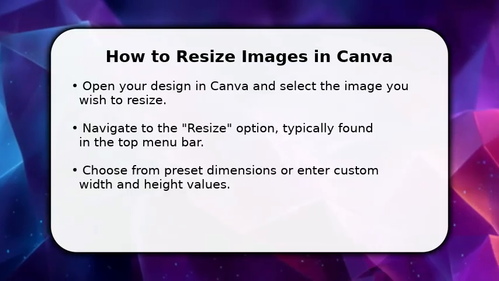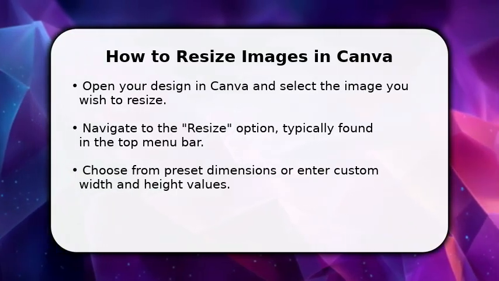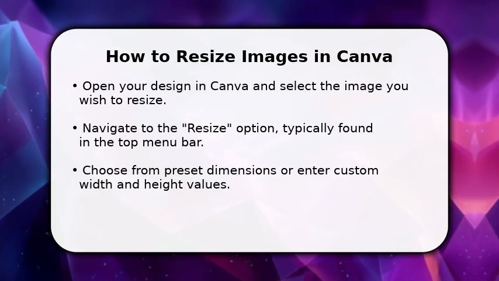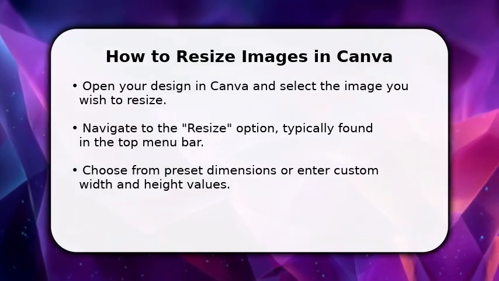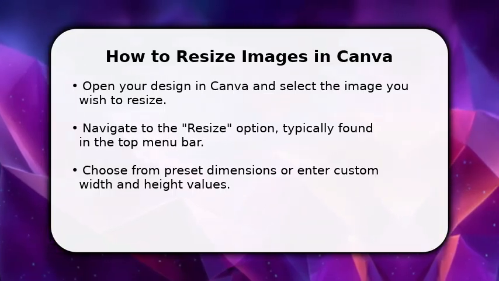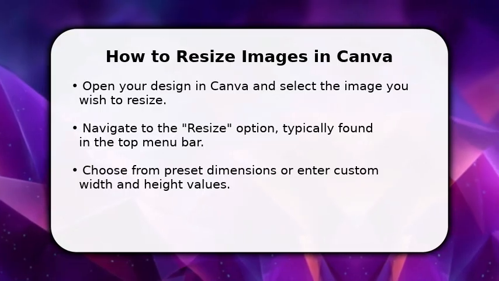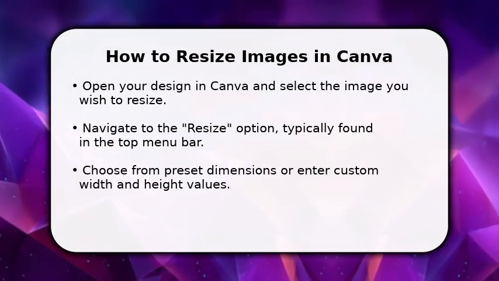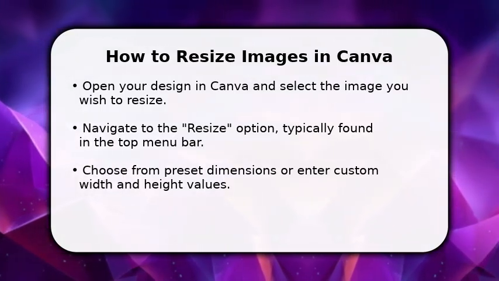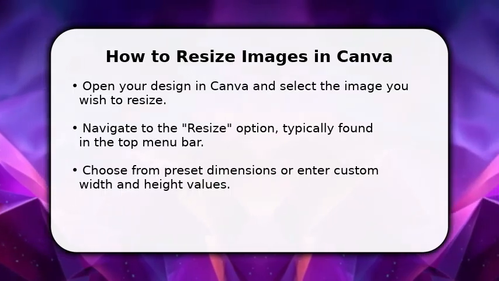In this video, I will explain how to use Canva to resize images. First, open your design in Canva and click on the image you want to adjust. Look for the Resize button, usually located at the top of your editing screen. You'll then see options to select from various preset sizes or to input your own custom dimensions. This process is straightforward and helps you achieve the perfect fit for any project.